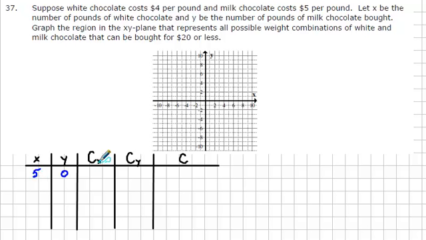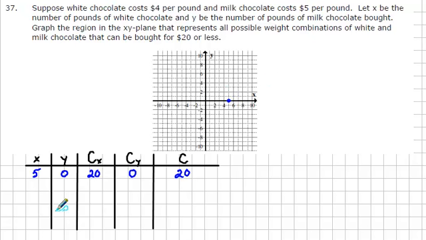So what would be the cost of the white chocolate? It would be 5 times 4, which is 20. What would be the cost of the milk chocolate? Well, we're not buying any, so that cost would be 0. And then the total cost would be 20 plus 0, which is 20. So one possible combination is 5 pounds of white chocolate and 0 pounds of milk chocolate. And the point that we would be able to plot in the xy plane would be the point (5, 0).